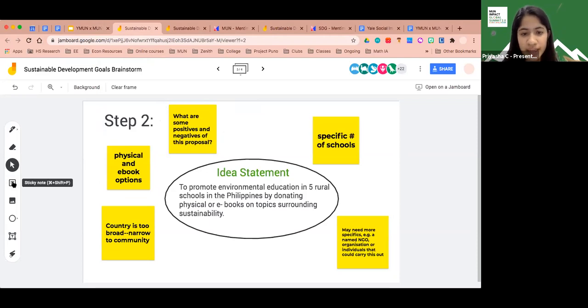Somebody also said that it's good that there's a specific number of schools, because that can help you to narrow down your resources and utilize them to the best of your ability. Somebody also said that this may need more specifics, maybe a named NGO or organization that can help carry this out. And that is definitely a relevant point, because sometimes it might be hard to do this individually. You may have to name the schools and name the people involved in the schools so that you can make this process easier for yourself.